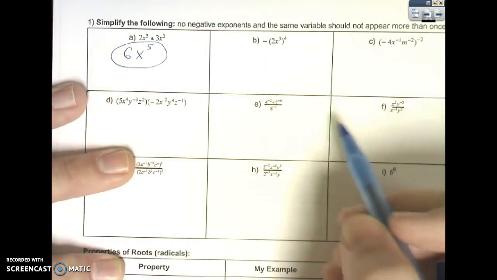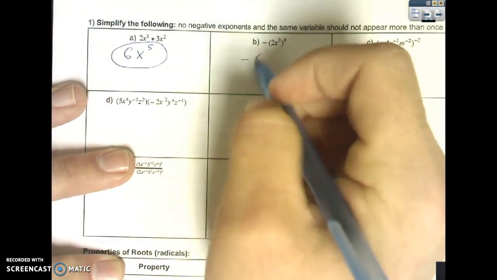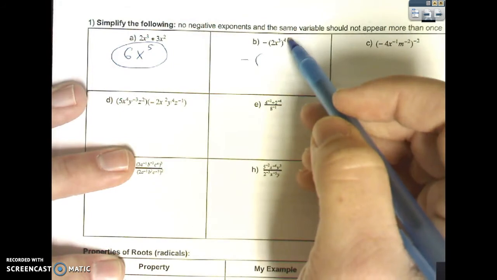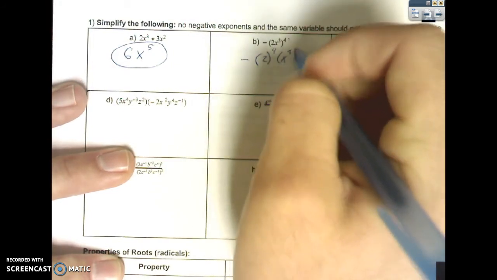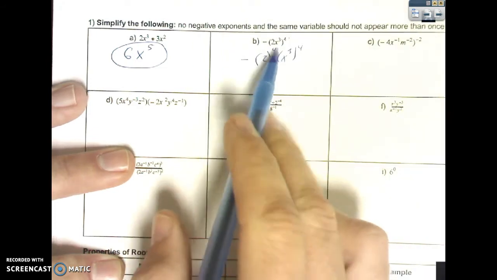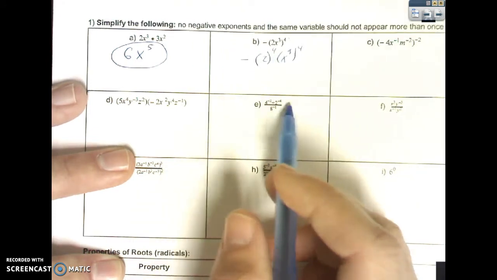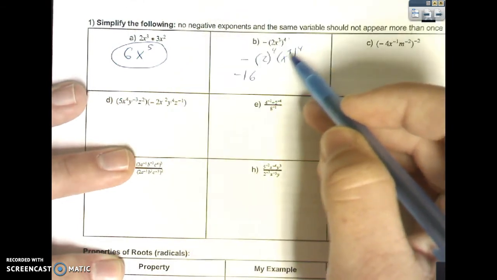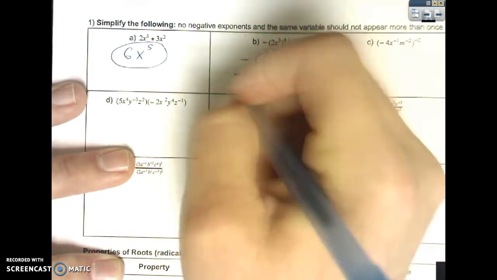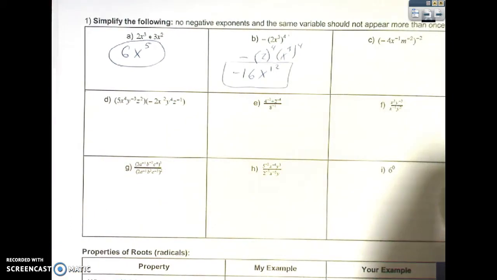Now, part B is a little bit different. That negative sign, let it hang out front. This fourth power goes to not only the 2, but my x cubed as well. 2 to the fourth power is 2 times 2 times 2 times 2, which is 16. And then x to the third raised to the fourth power, we multiply these exponents. Boom, done. Can't do anything else with it.